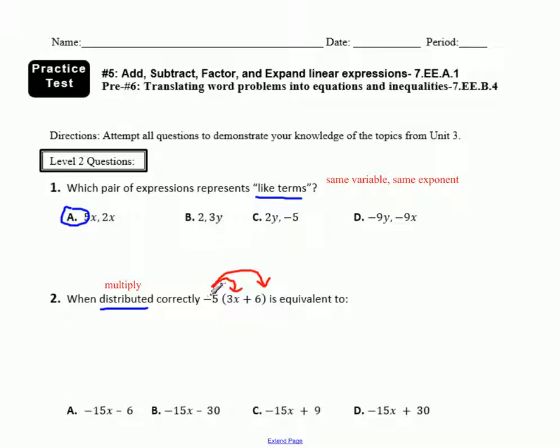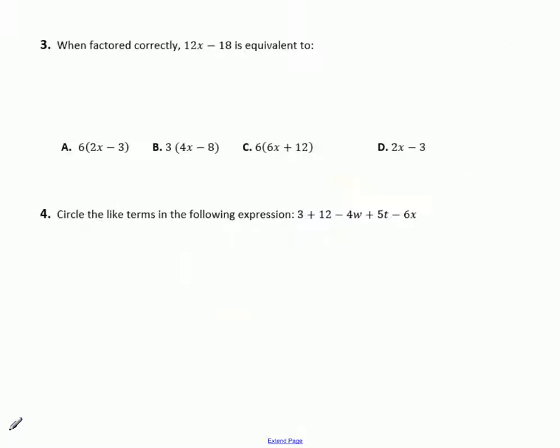When I do that, -5 times 3 makes -15x. And -5 times positive 6 makes -30. And the only one that has that is this one right here. Be really careful, because that one says plus 30, this one says minus 30. This one's the right one, letter B. All right, pause the video if you need to, but we're moving on.